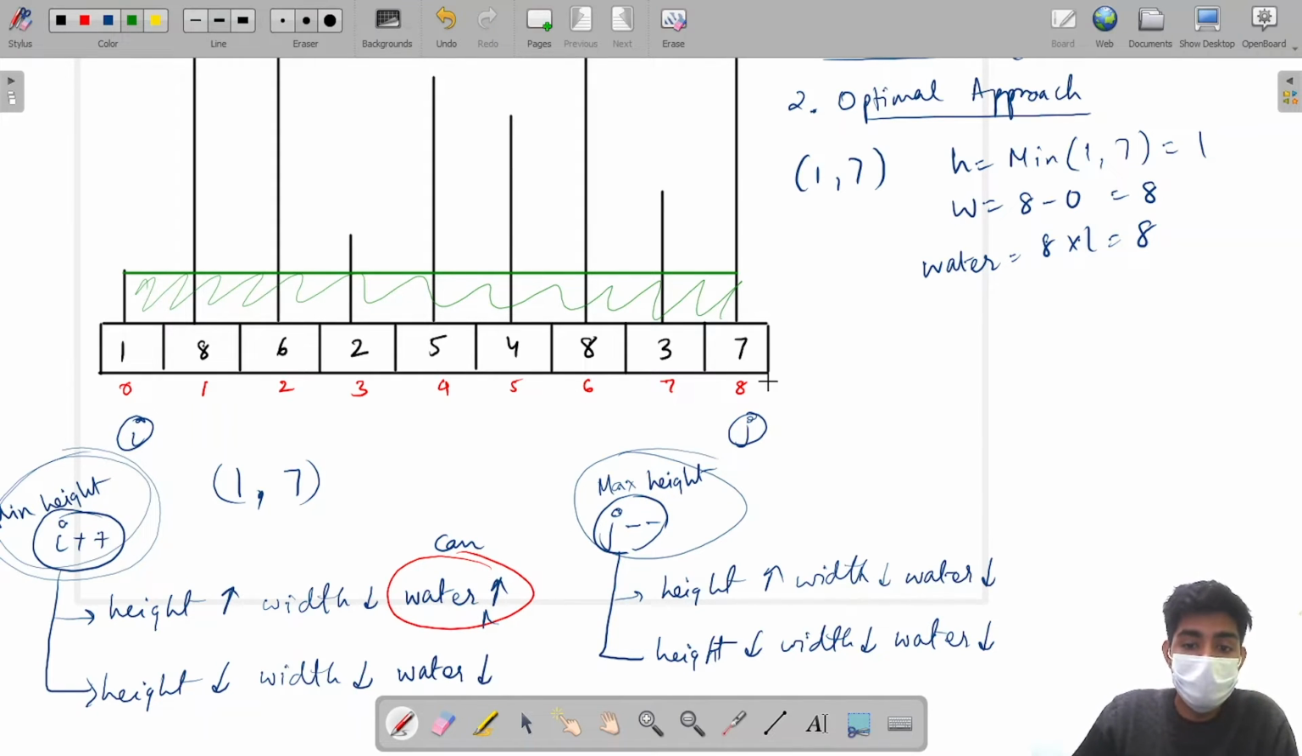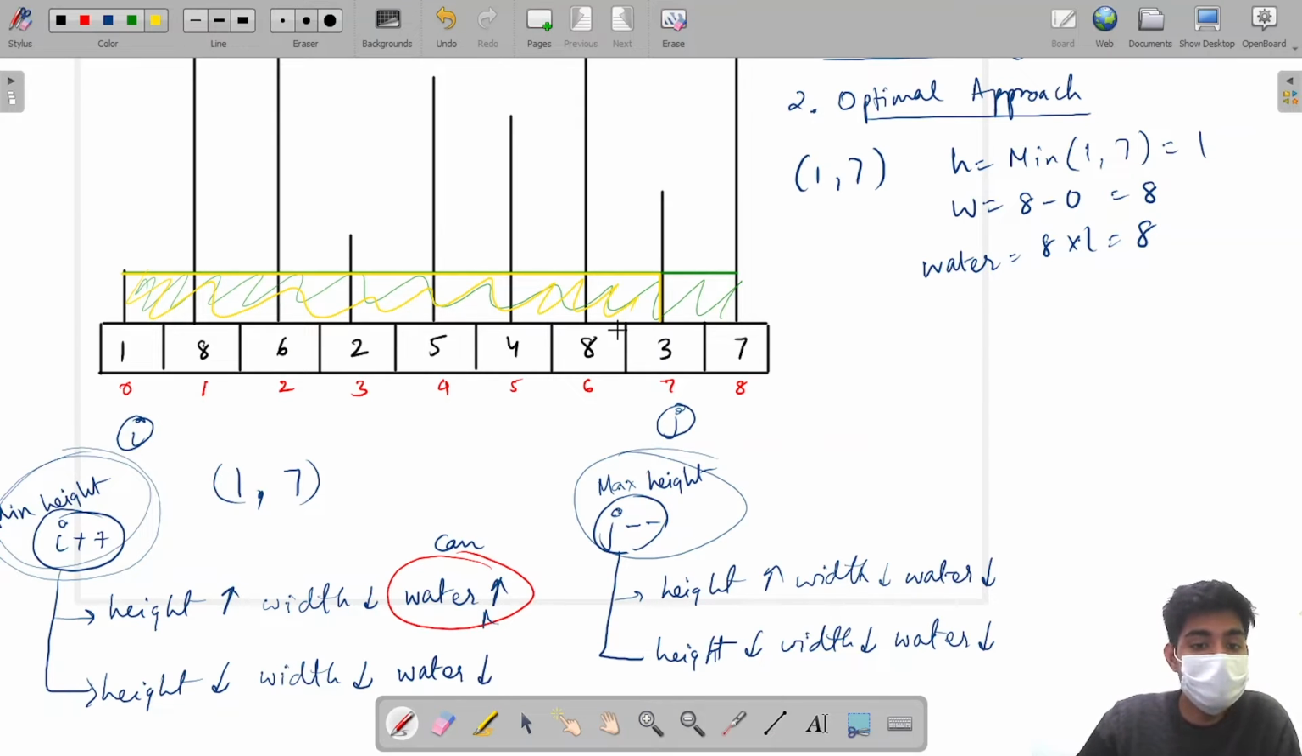So now, if my j reduces, I have 1 and 7, and 7 is maximum, and I'm trying to reduce the maximum at this moment. If I reduce my maximum, then my height is reducing, but it is not less than my minimum, and my height is always dependent on the minimum. So the new container will be something like this. This will be my new container.